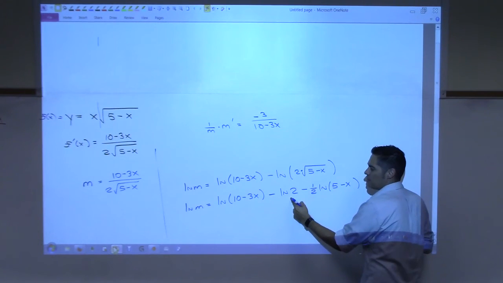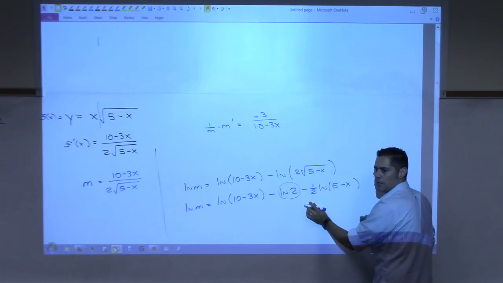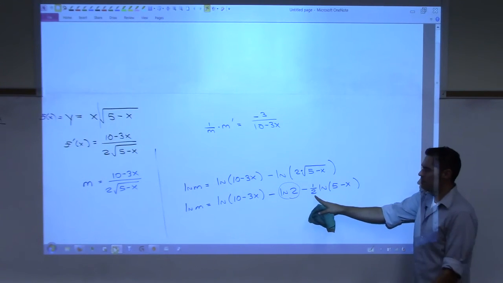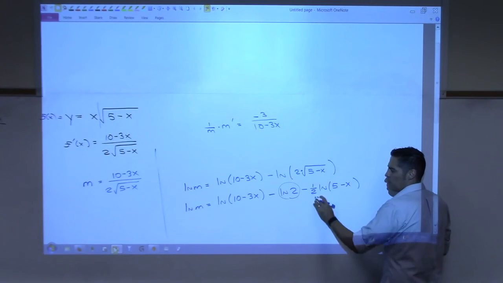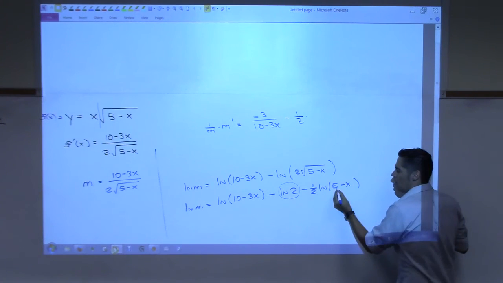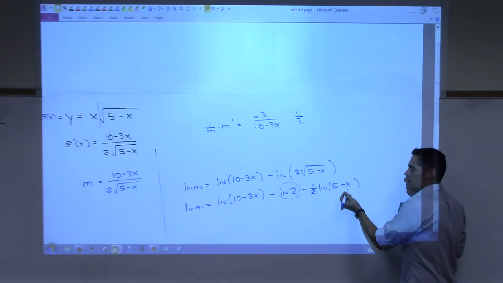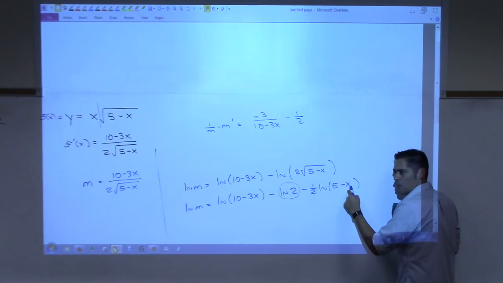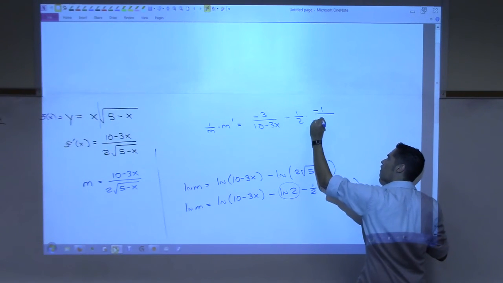What's the derivative of this? This is a constant. Isn't that a constant? Natural log of 2? That's just a number. So derivative of that is 0. What about this? Minus 1/2 comes for the ride. What's derivative of natural log of 5 minus x? 1 over it, but then times derivative of what's inside? -1. So -1 over 5 minus x.